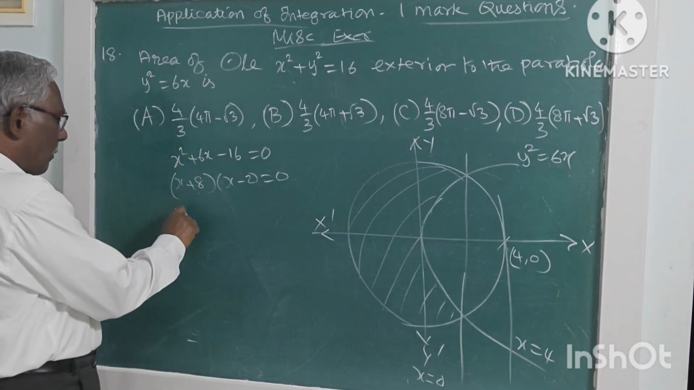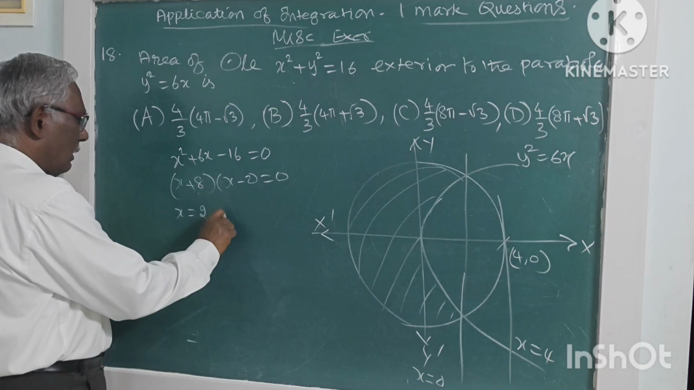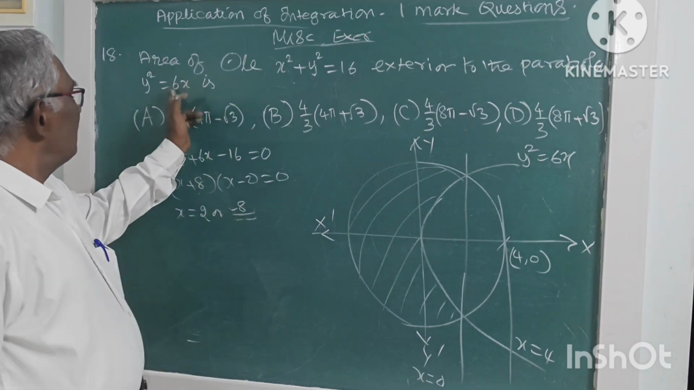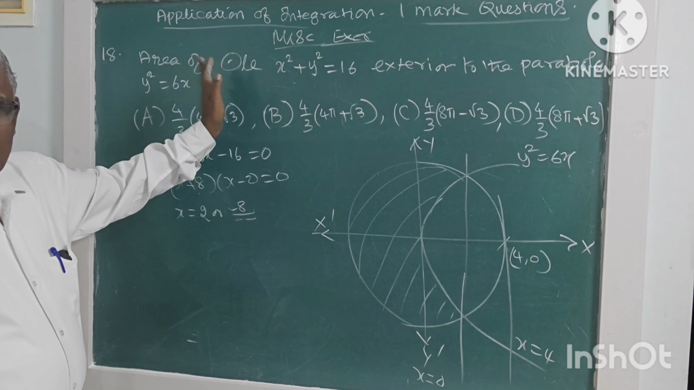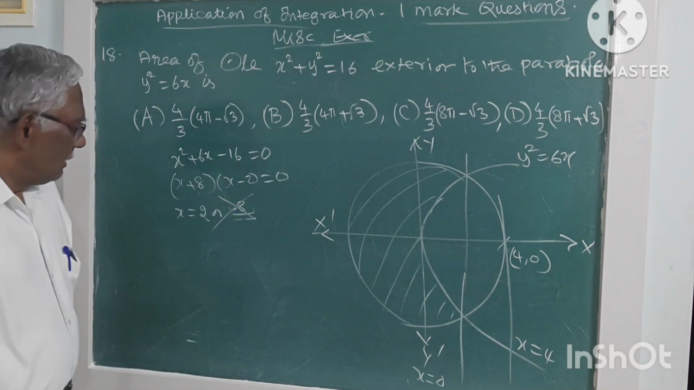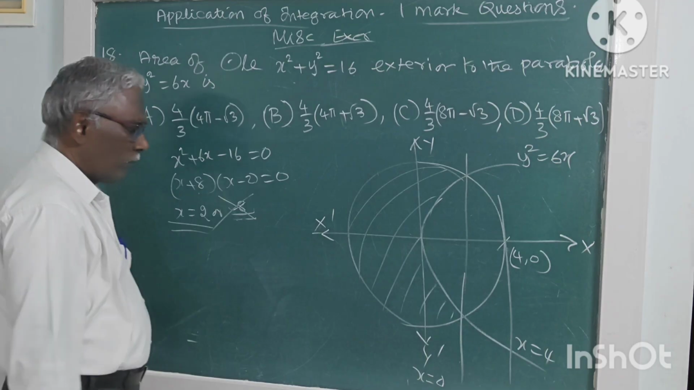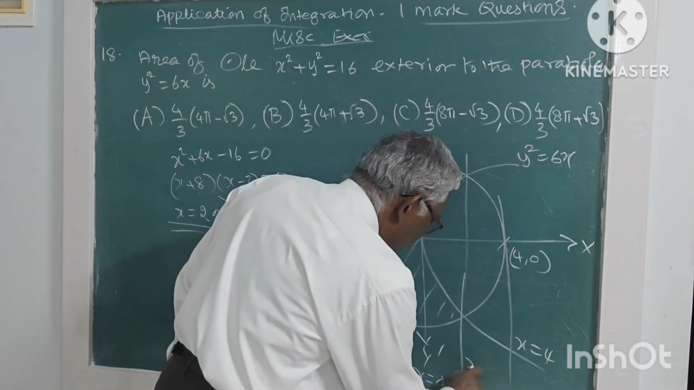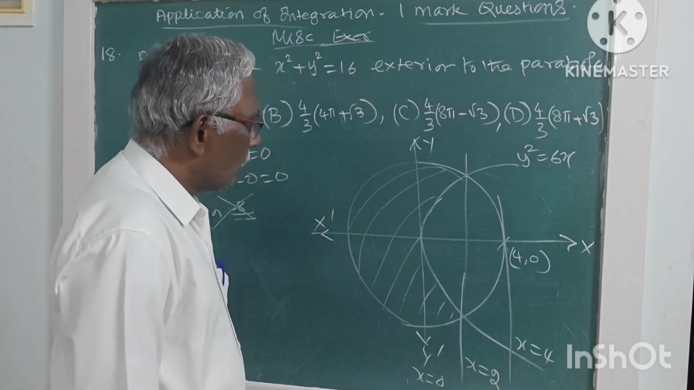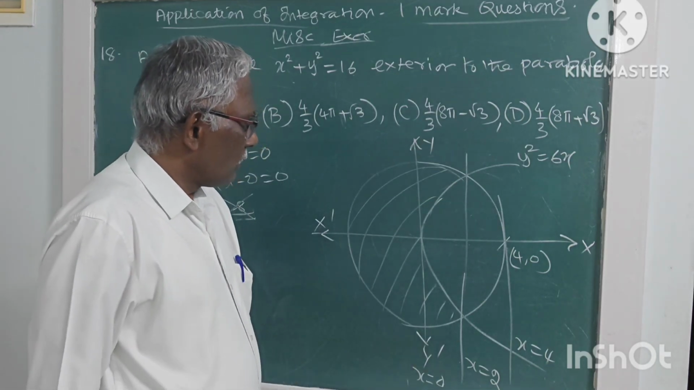So x is 2 or minus 8. x is minus 8 means y square equals minus 8, which will not give any real value for y, so we are not considering this. So x is 2 only. So I put x is 2. The x coordinate of the intersection point is 2, so the equation of this line is x is 2.